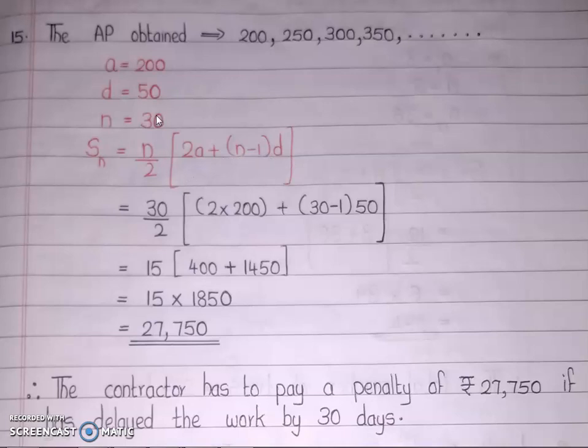Substituting the values, n equal to 30, a equal to 200, d equal to 50. Simplifying, you will get the answer as 27,750. So, what is the final answer? The contractor has to pay a penalty of ₹27,750 if he has delayed the work by 30 days.